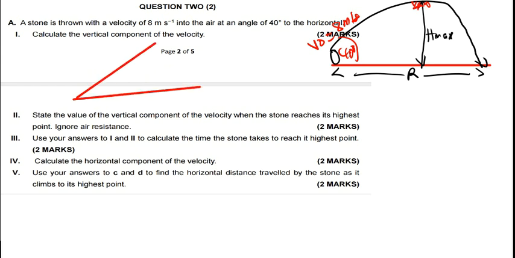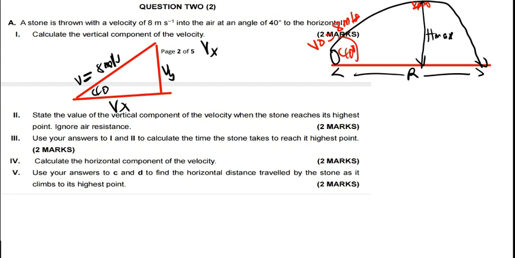So we have the x component and the y component. Here is my 40 degrees and here is my velocity, which is 8 meters per second. This will be my Vx and this will be my Vy. When we're talking about Vy, we're talking about the vertical; Vx is horizontal. We want to find the vertical component.